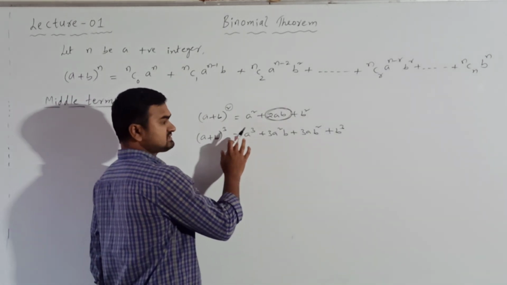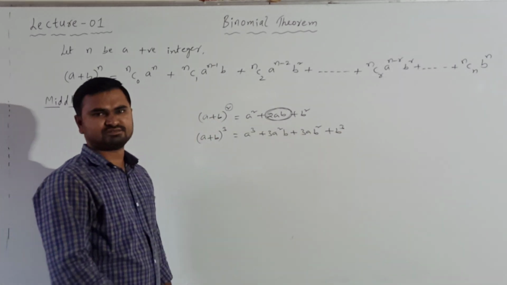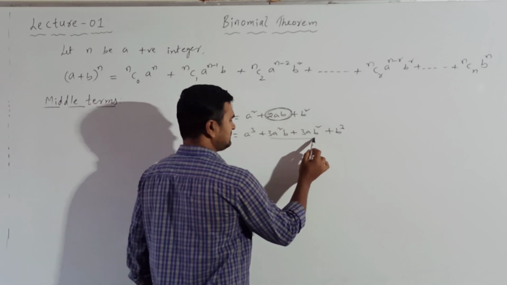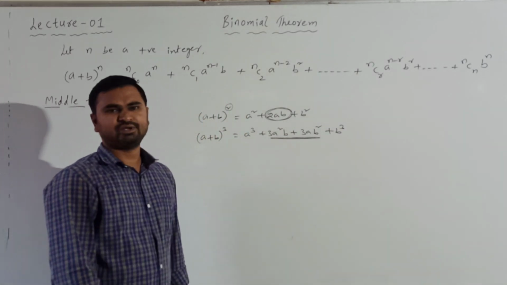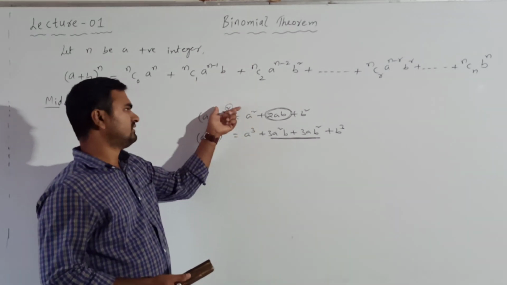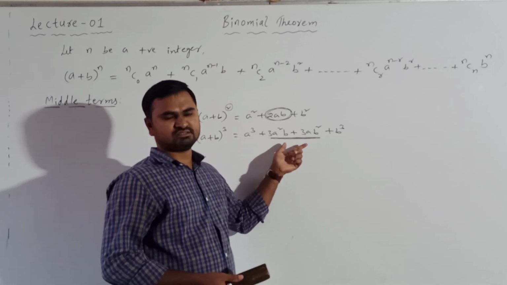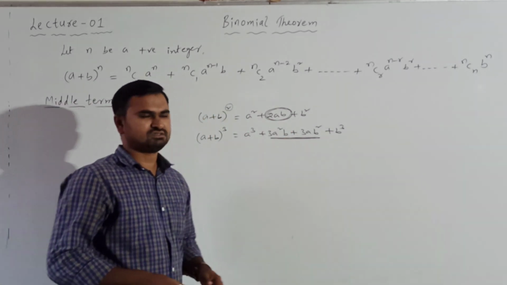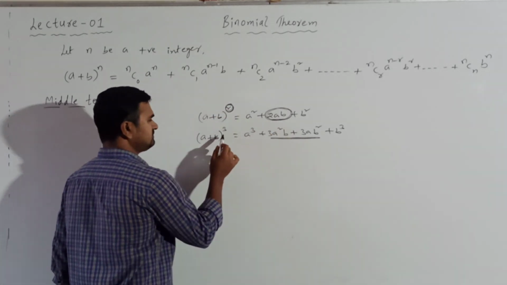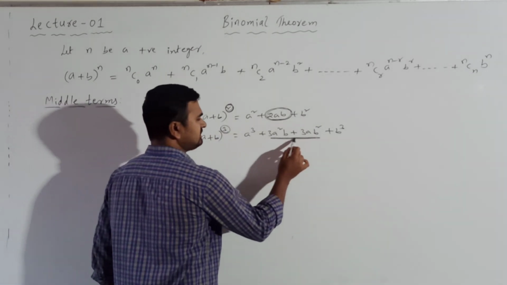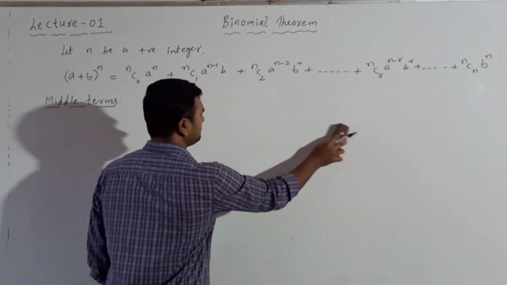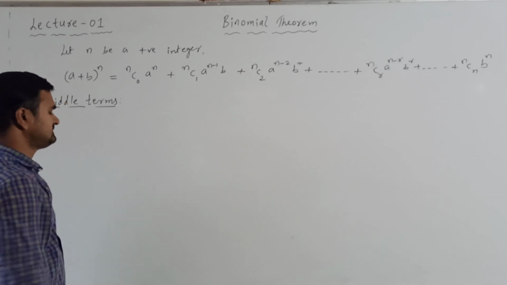Next, when the power is 3, we are having 4 terms in the expansion. Out of these 4 terms, we can see there are 2 middle terms. So, depending on the power, sometimes we have one middle term and sometimes 2 middle terms. Here we can see when power is even, we get only one middle term, and when the power is odd, we get 2 middle terms. So, now we consider 2 different cases depending on n even or n odd.